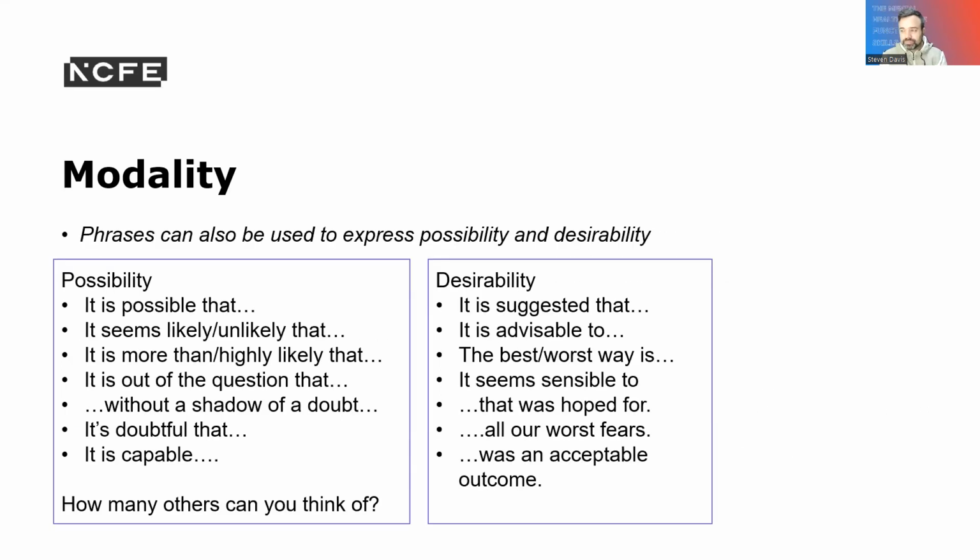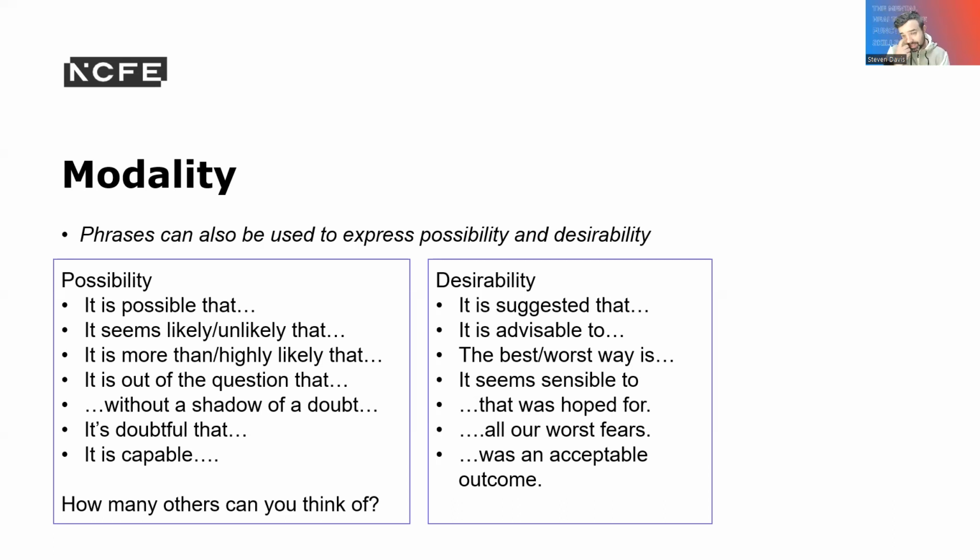Okay, good. So phrases can also be used to express possibility and desirability. So possibility: it is possible that, it seems likely or unlikely that, it is more than or highly likely that, it is out of the question that, without a shadow of a doubt, it's doubtful that, it is capable. Can you think of any others? If you can, drop them in the chat group and we can have a look at those.